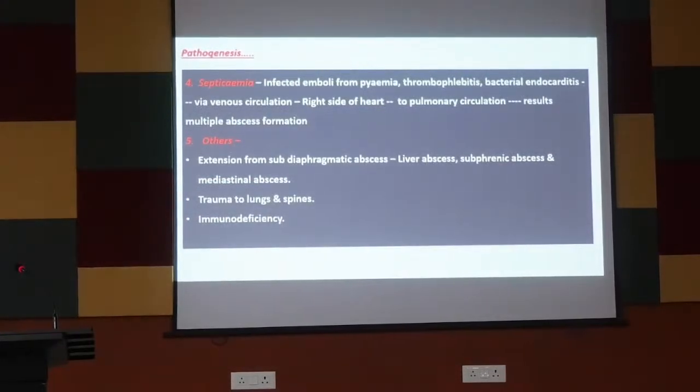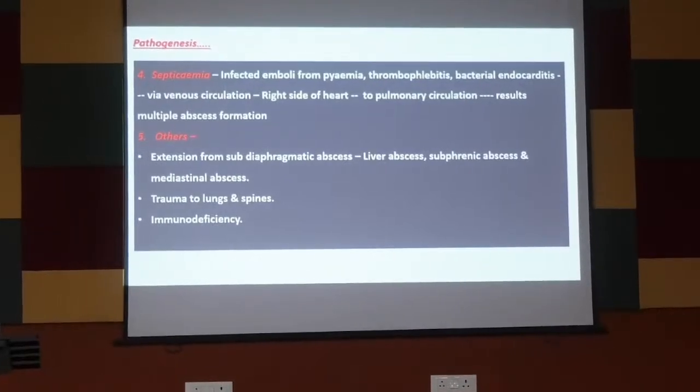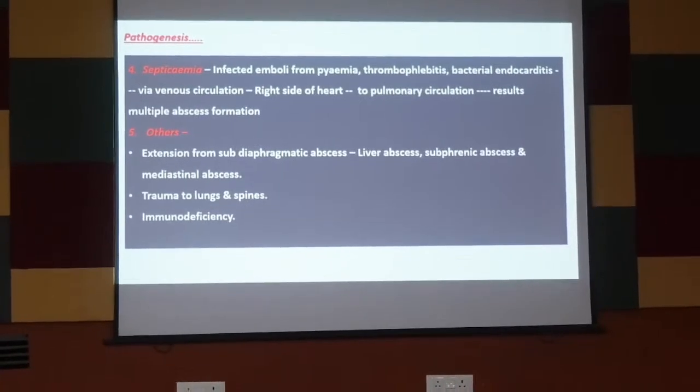Then septicemia, that is also very important. Septicemia from anywhere in the body goes into the systemic circulation, directly to the right side of the heart, and from the heart they go to the lung. They lodge in the lung, produce micro abscess formation, and coalesce to form a lung abscess of a few millimeters to a few centimeters.